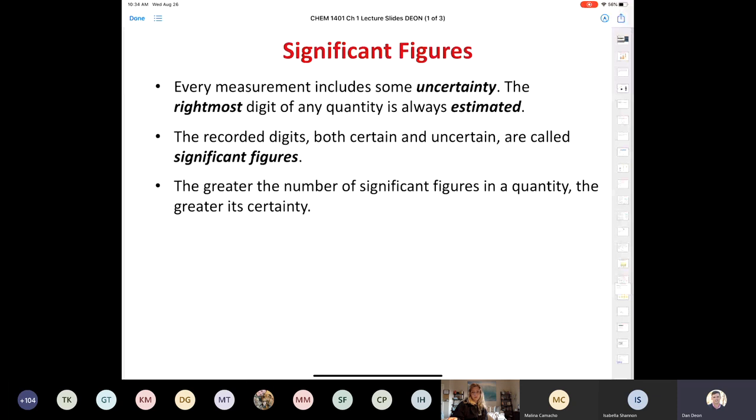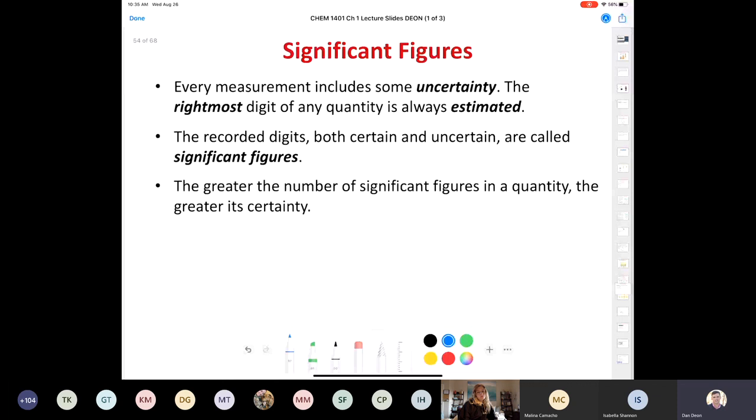So, significant figures. It says here that every measurement, when you measure something, whether it's with your bathroom scale or a graduated cylinder or a volumetric pipette, includes some uncertainty. The rightmost digit of any quantity is always estimated. So you're like, what does it mean by rightmost?